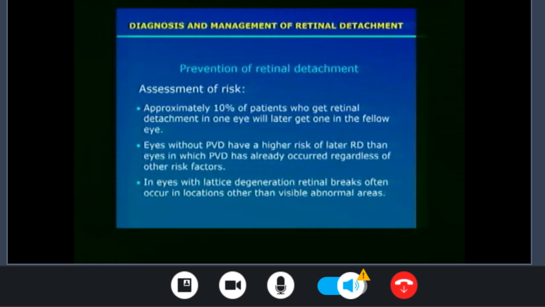About 10% of patients who have retinal detachment in one eye will develop detachment in the fellow eye. So, detachment in one eye increases the risk of detachment in the fellow eye. Eyes without BVD have a higher risk of retinal detachment than eyes with BVD. Did I tell you this? If a patient has complete BVD, no risk. You can assure the patient, no risk. But if the patient still has BVD, you can tell the patient if they had detachment in the fellow eye, there is still risk.